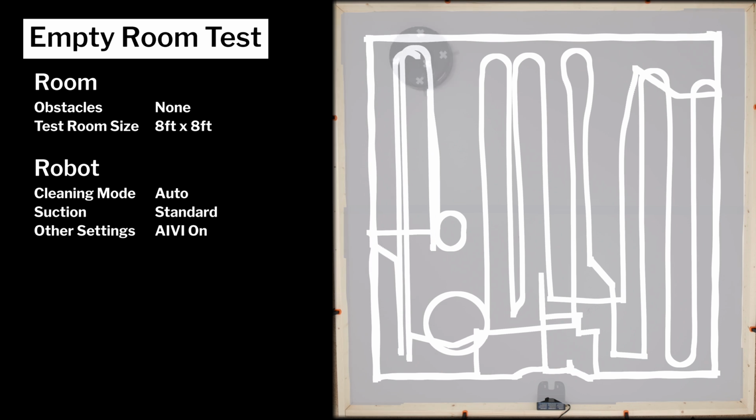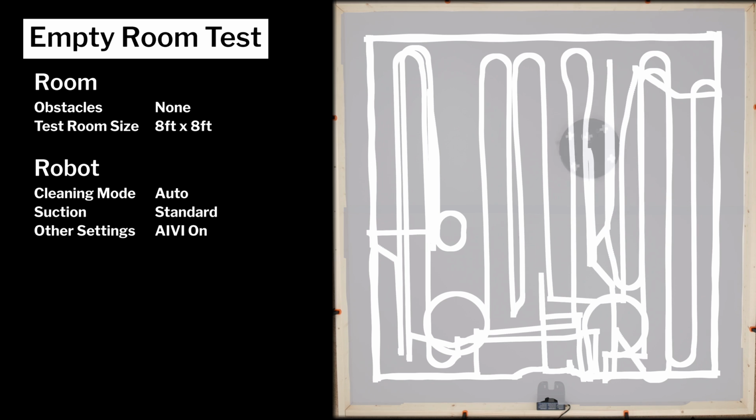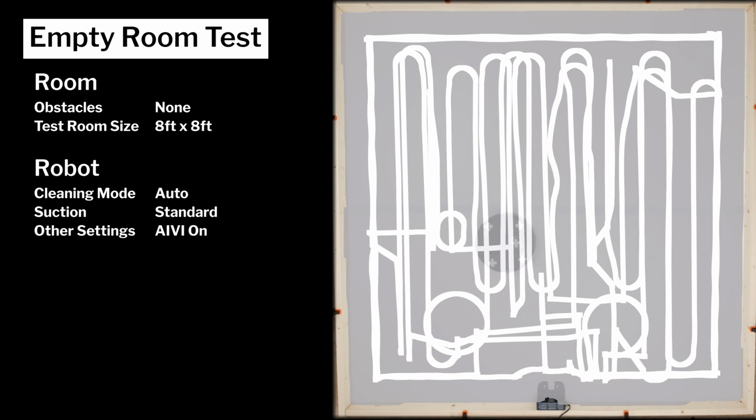Normally, we only see circular patterns around circular obstacles like table legs or chair legs, but the T8 adds them here in a completely empty room. Regardless of this idiosyncrasy, the T8 does get good coverage across the whole room.